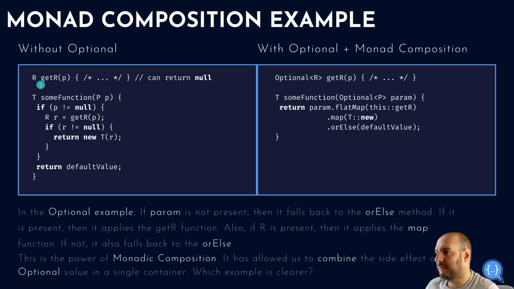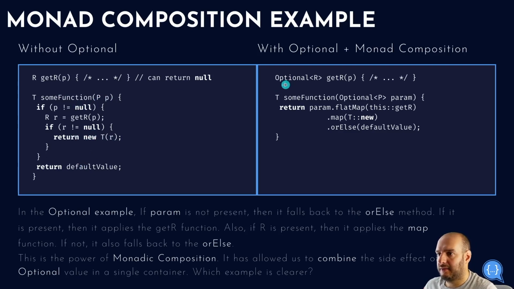So without optional, let's say we have a method here, getR, and this can return null. And then we have some function which takes p and returns t. So we need to check if p is not null, then we can go and get r with p. Then if r is not null, we can create a new t with r. Else we will return the default value. This is what we would need to do.